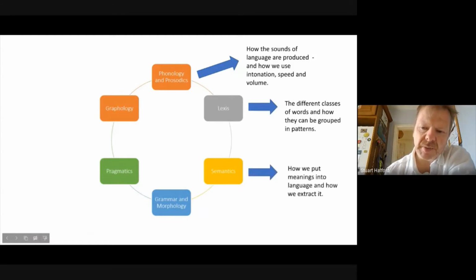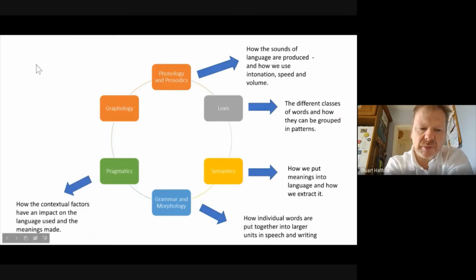Semantics then is about the meanings we put into language. How is it we can talk about things? How do words actually mean? And how do we actually get the meaning out of those words? Grammar and morphology are going to be about how the individual words are put together into larger units of speech, whether that speech be spoken word or written word.